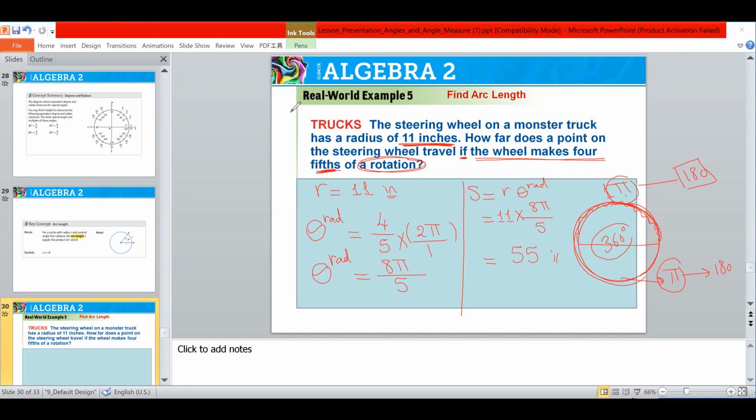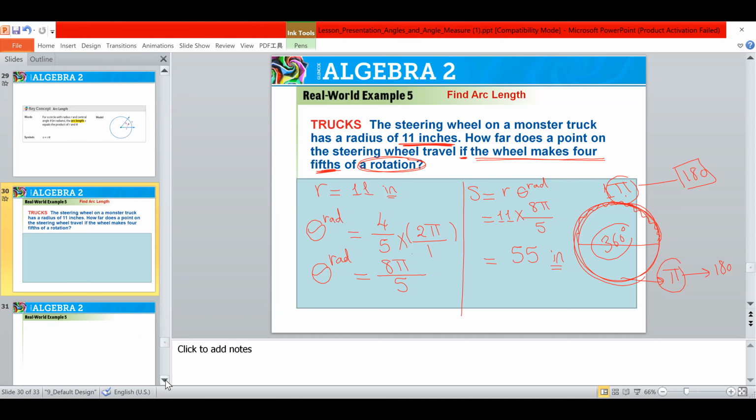55 inches. So the length of the arc that is included between the two radii and the angle of the rad between them, 8 pi over 5, is 55 inches. Okay. This is all what we have today.